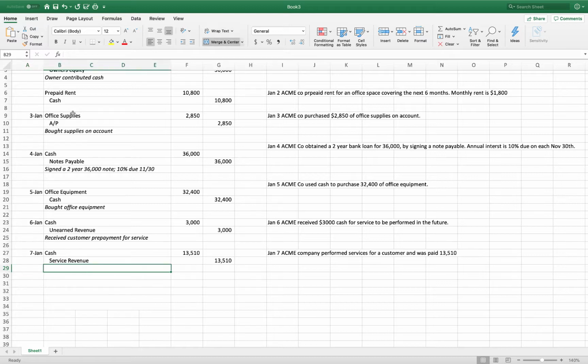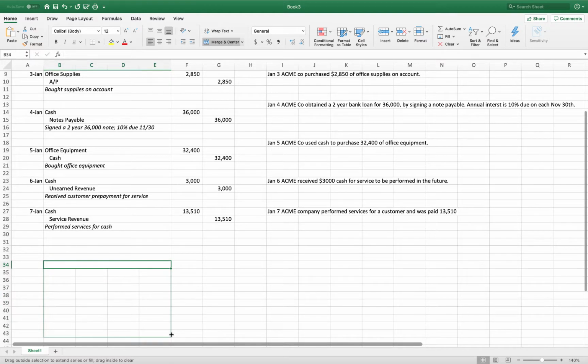And then I'm just going to italicize for an explanation, and I'm going to say that, well, what happened here? We performed services for cash, right? We got paid. Now, notice I'm running out of room here. Remember what I told you, we have to format everything, right? So I'm going to come down to my last formatted cell, get my little crosshairs, and click and drag so I have more space, okay?